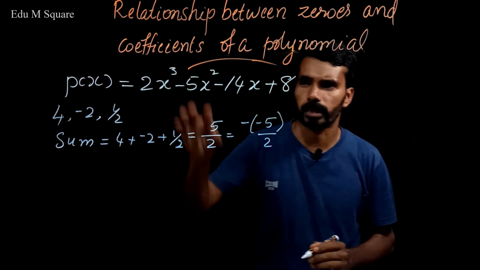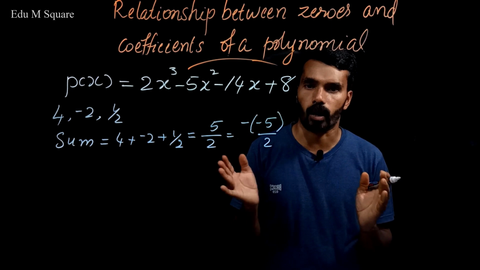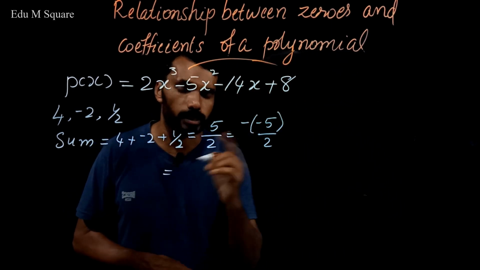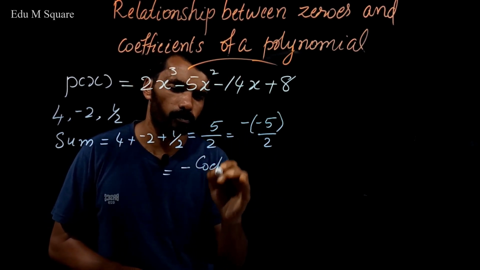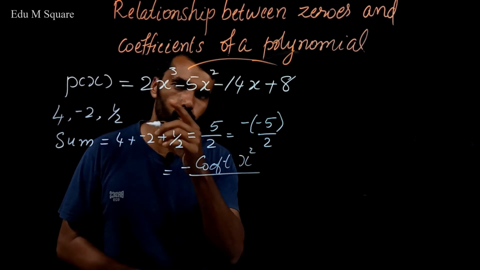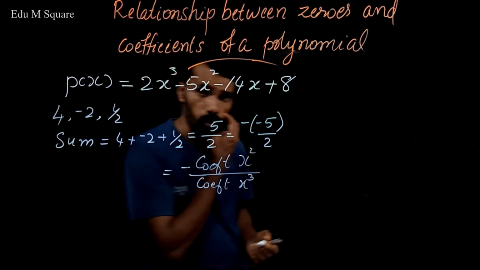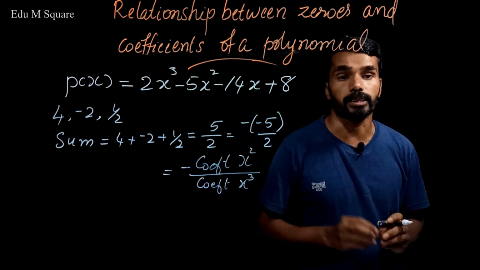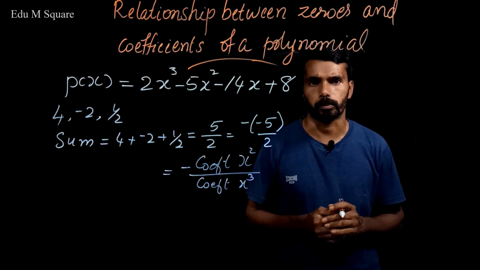Now minus 5, what is it? It is the coefficient of x square. What is 2 here? It is the coefficient of x cube. So this is equal to minus of the coefficient of x square divided by the coefficient of x cube. So the sum of the zeros of a cubic polynomial is minus coefficient of x square divided by the coefficient of x cube.